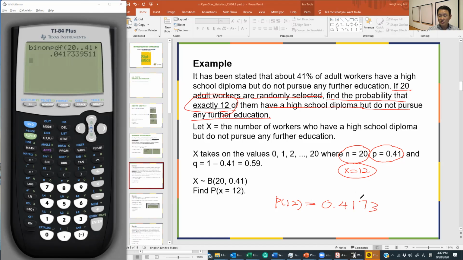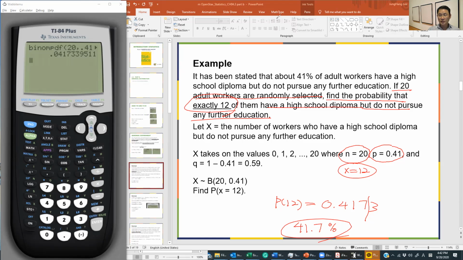0.4173. So if you cut it right here, then that's going to be 0.417, or you can say 41.7%, like that, if the question said keep 3 decimal points. Just like that. Okay. Any question on this?